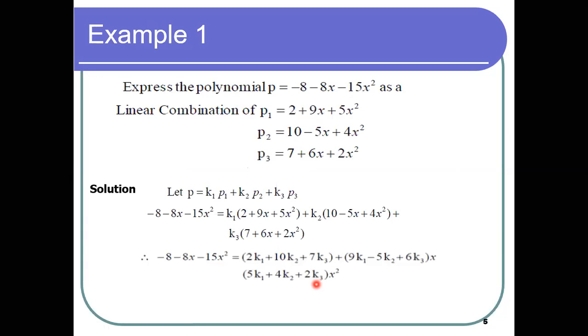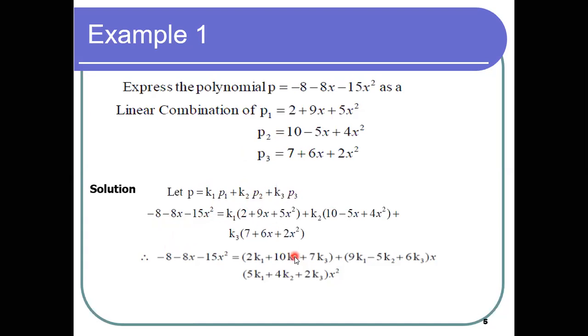Let me elaborate this with one of the examples. Let us decide whether this polynomial can be expressed as a linear combination of these three polynomials. Let P be written as a linear combination K1 P1, K2 P2, K3 P3. P is this polynomial of degree 2, and we have K1 times P1, K2 times P2, and K3 times P3.